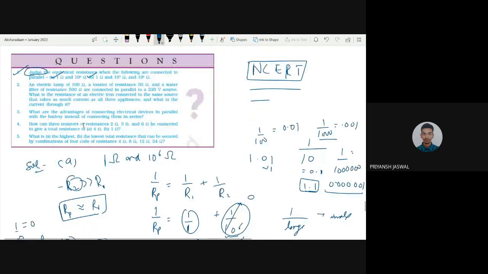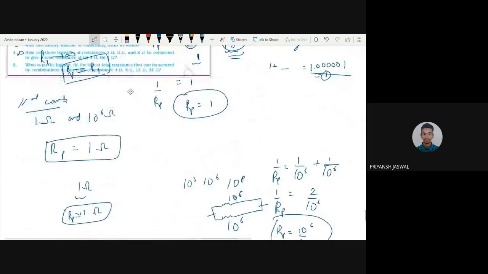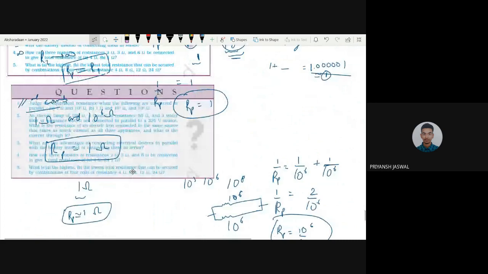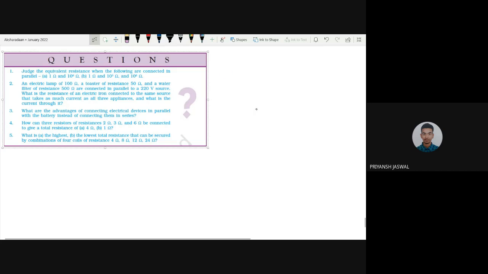Second question is, an electric lamp of 100 ohm, a toaster of 50 ohm, and a water filter of resistance 500 ohm are connected in parallel to a 220 volt source. What is the resistance of an electric iron connected to the same source that takes as much current as all three appliances? And what is the current through it?